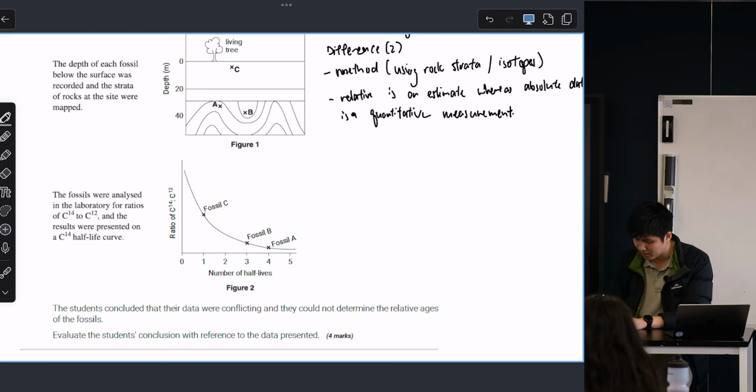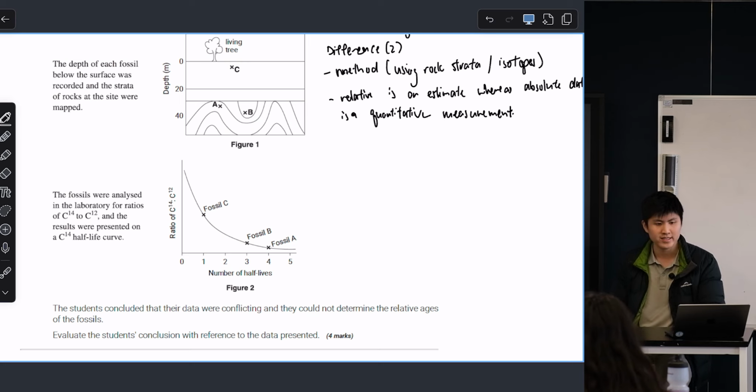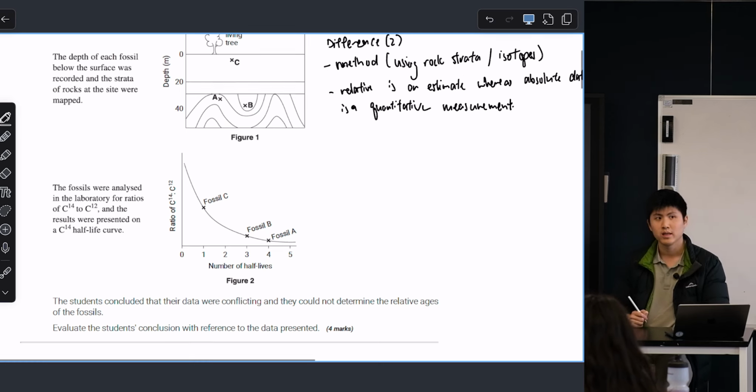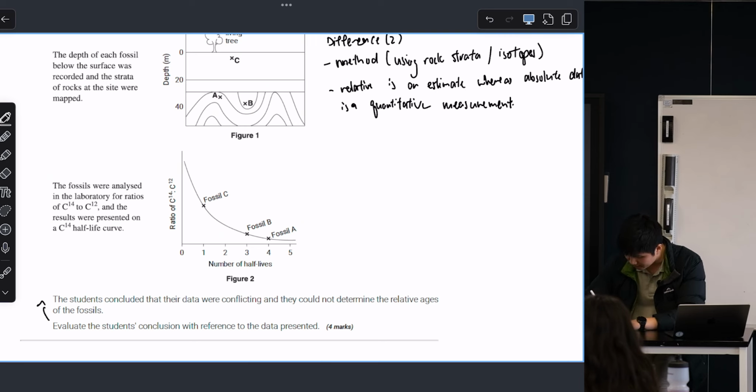So the necessary verb here is to evaluate. Can someone tell me what we have to do when we're given an evaluate question? Yes, yeah, right, exactly. So in an evaluate question, you have to make a judgment.